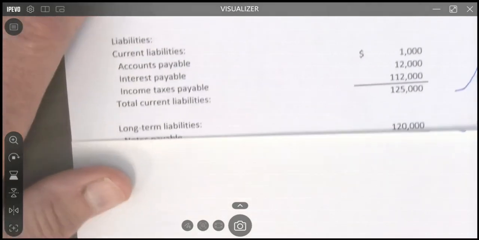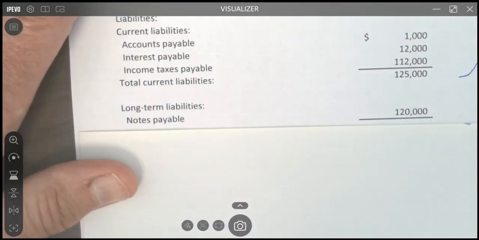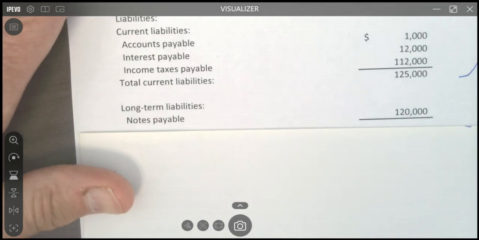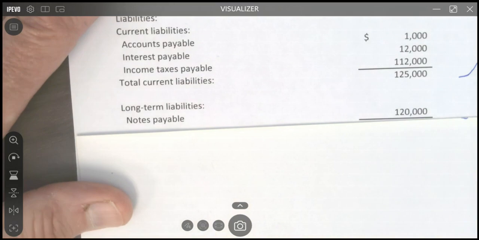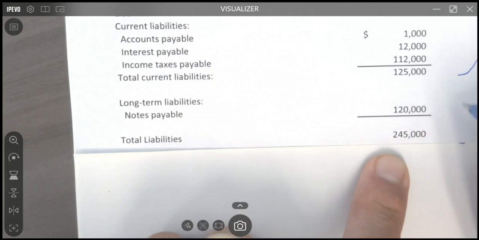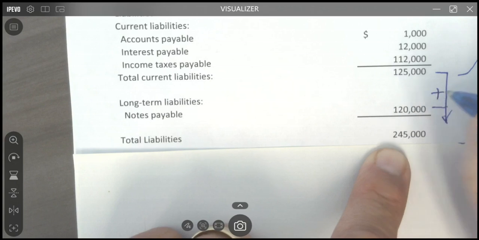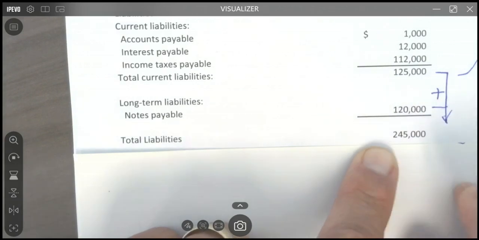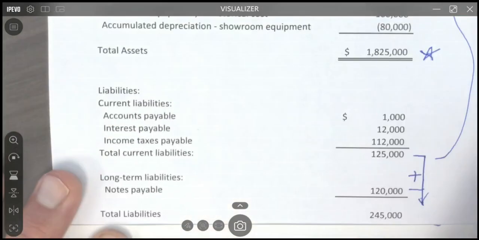And then the long-term liabilities. We have two long-term liability accounts. So they're both notes payable. And it's 100,000 at the tennis division and 20,000 at the racquetball division for a total of 120,000. And that gives us total liabilities of 245,000. 125,000 plus 120,000. Total liabilities is 245,000, quite a bit less than the total assets.